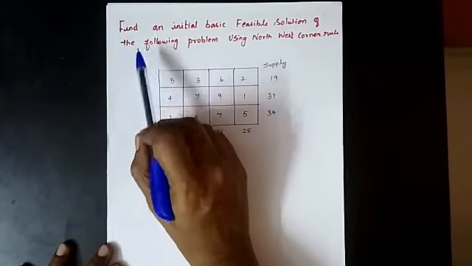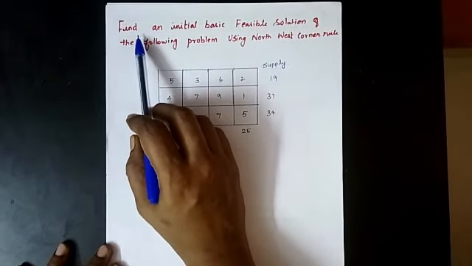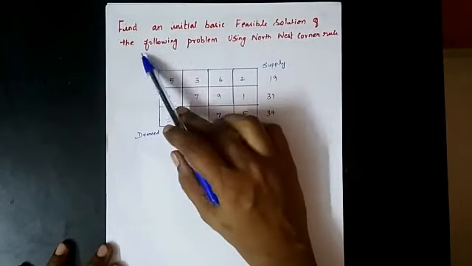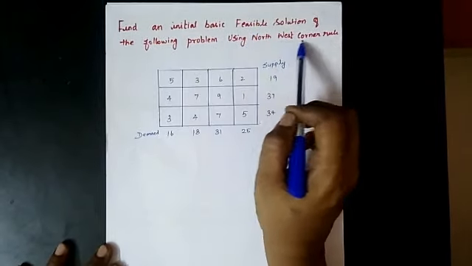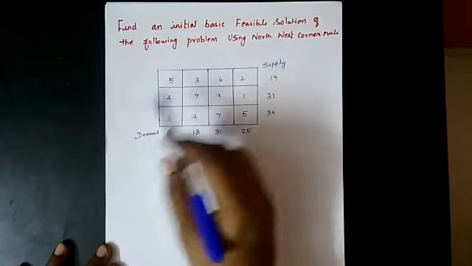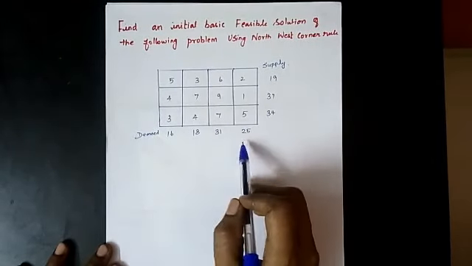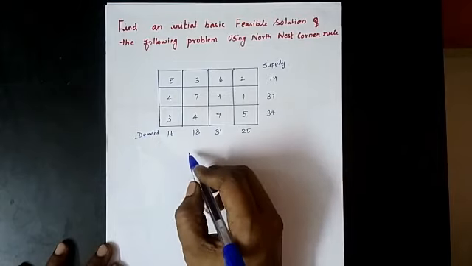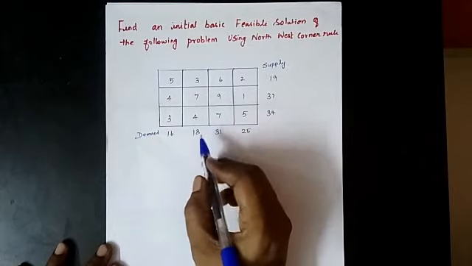Here today we are going to discuss a transportation problem. Find an initial basic feasible solution of the following problem using the northwest corner rule. Here we are given a table, and this is the supply and this is the demand. First basic thing we have to check is whether the problem is balanced or not.